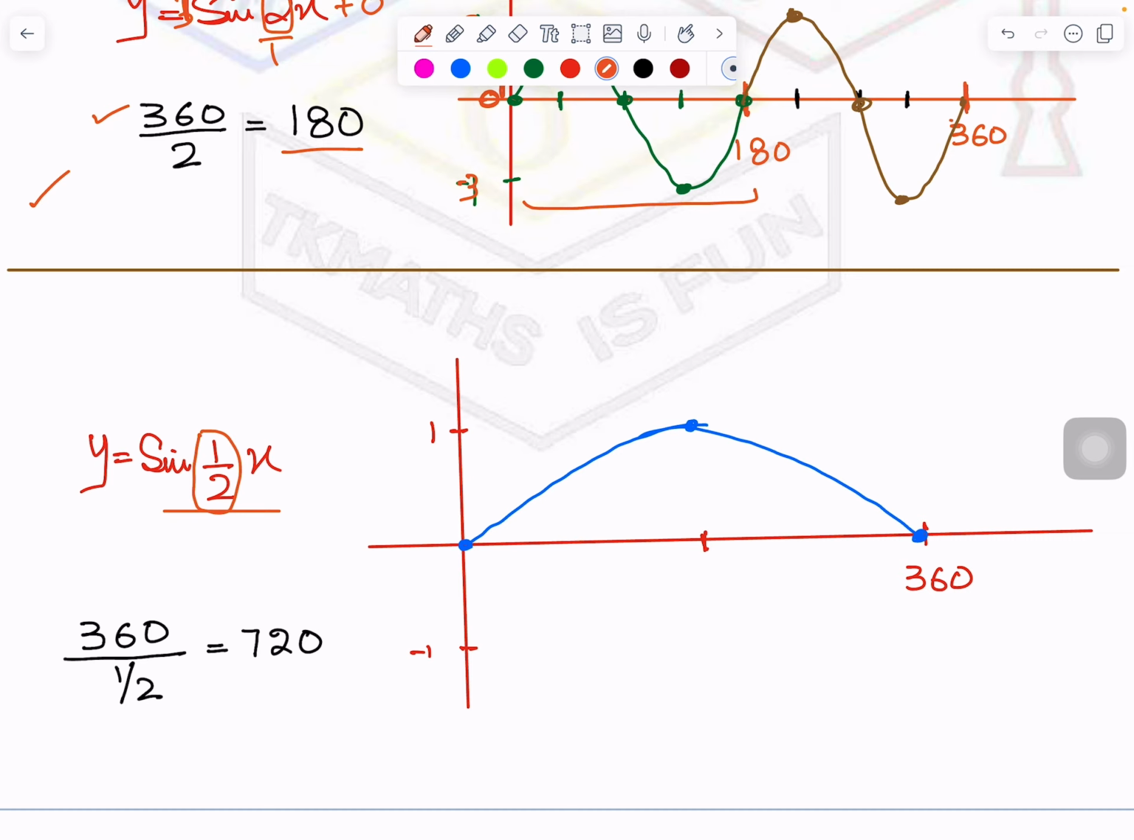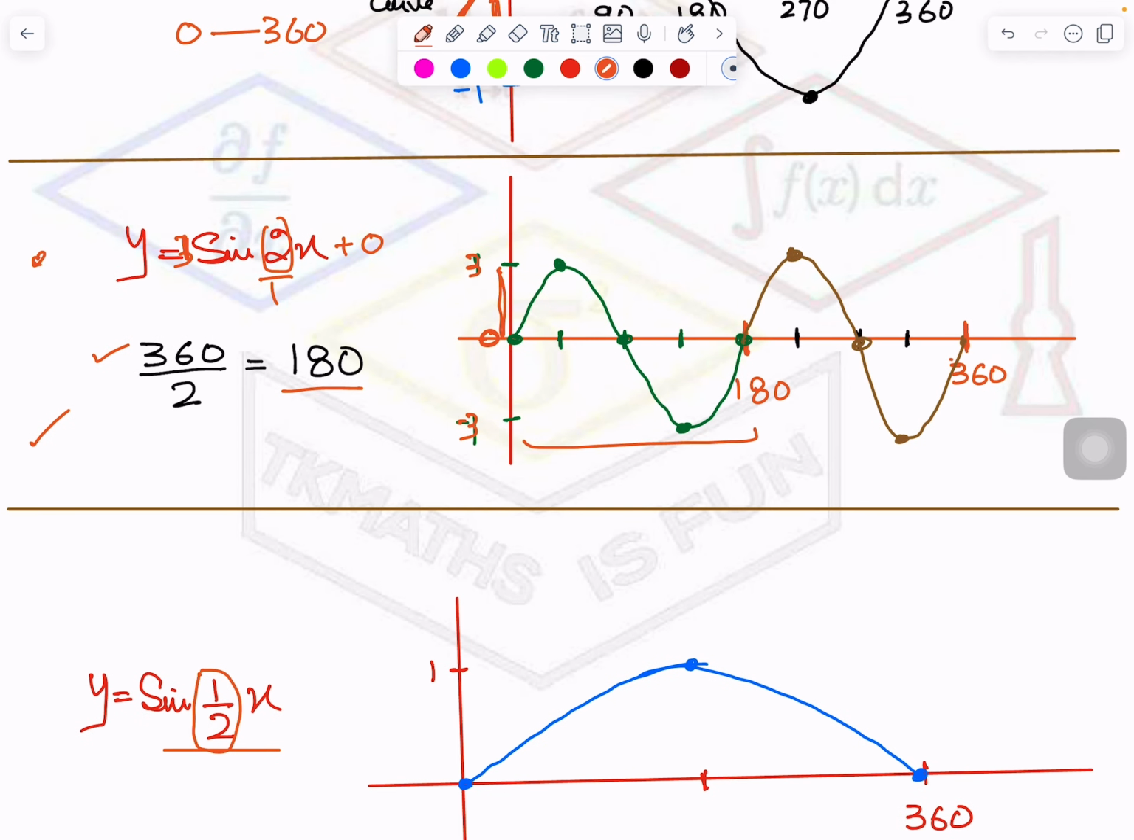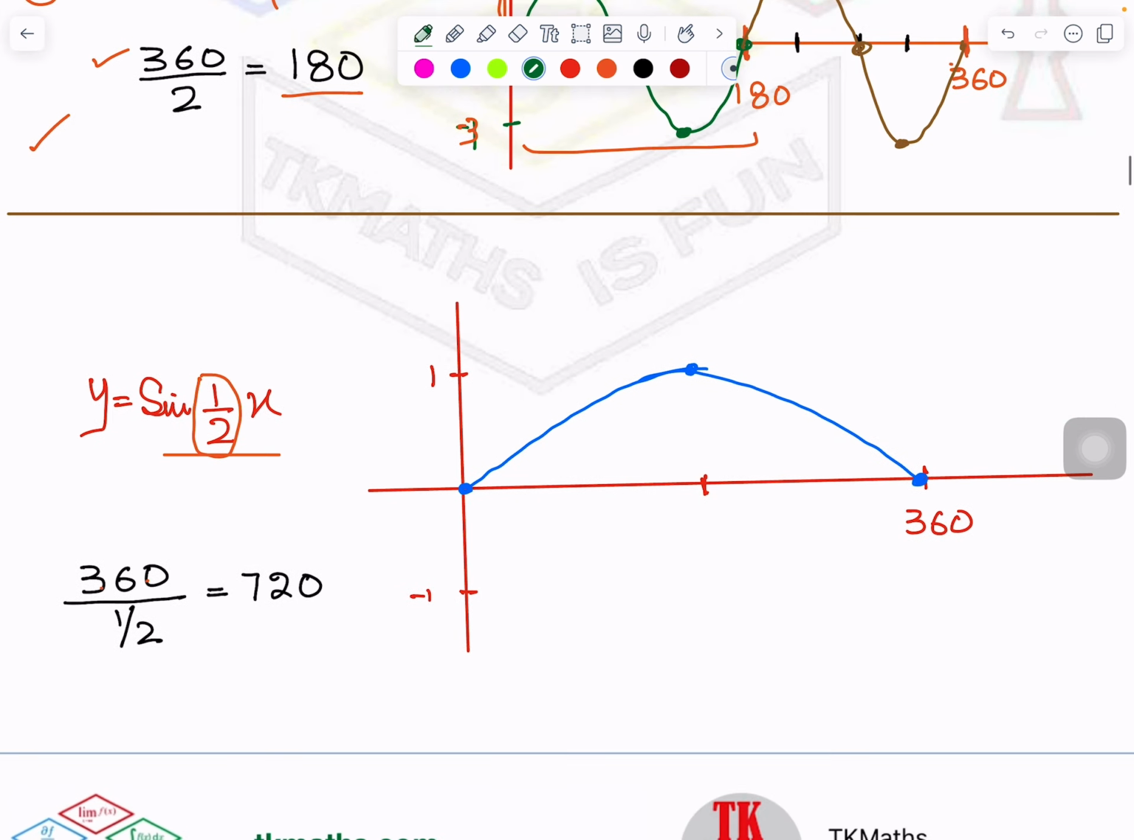So same philosophy, 360 divided by half. What did I do here in example 2? 360 divided by 2, right? So now I will do in example 3, 360 divided by half, which is 720. It means my cycle period of the sketch will complete in 720. If I have to sketch between 0 to 360, for example, then only half of it will be sketched.